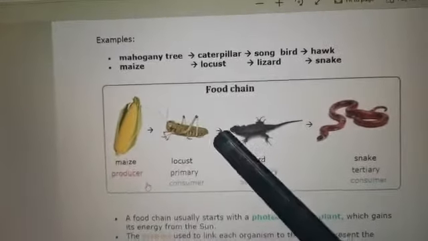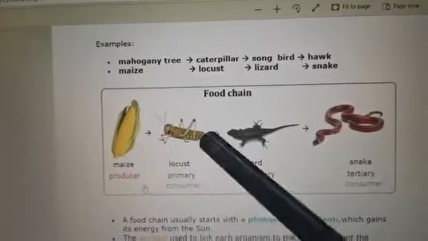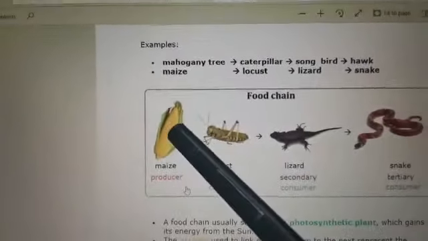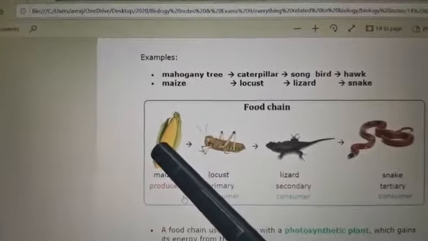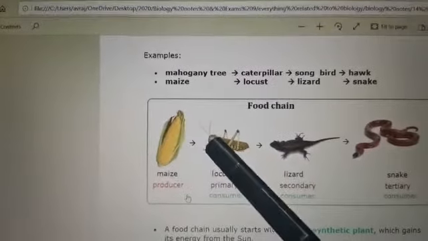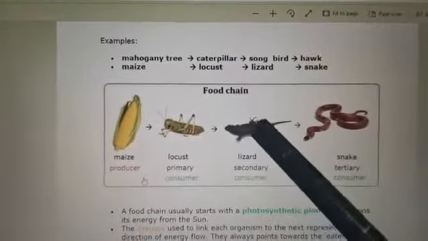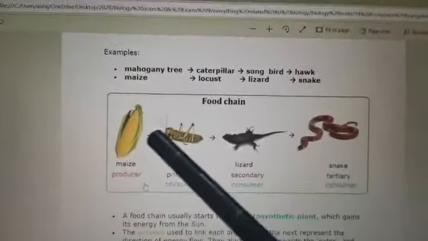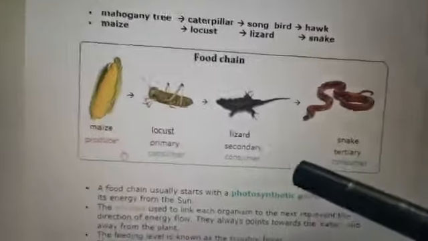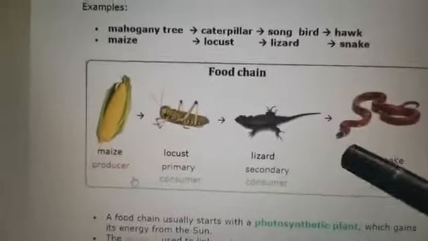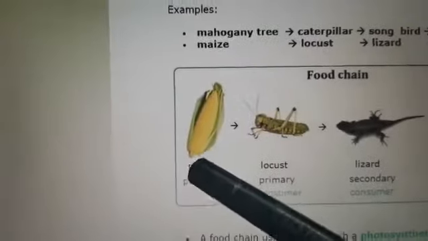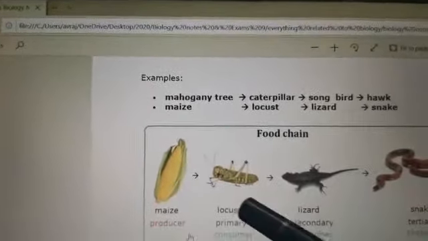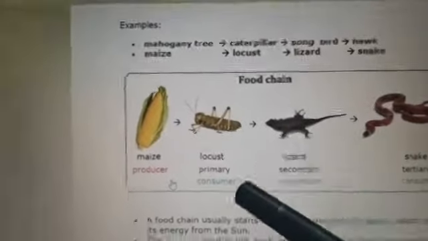The arrows you can see in between in the diagram are passing the energy. See the energy flow from maize plant to locust, from locust to lizard, from lizard to snake. So this is the energy flow or energy transfer. This diagram is another example of a food chain. As I told you, these plants are the producers. So what can we call all these animals? They are called consumers.